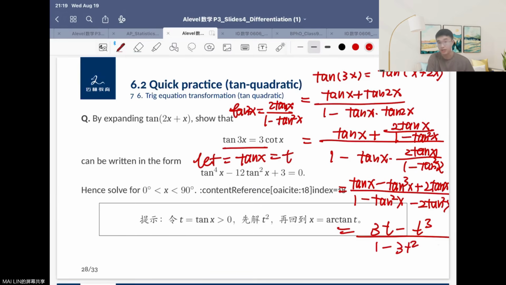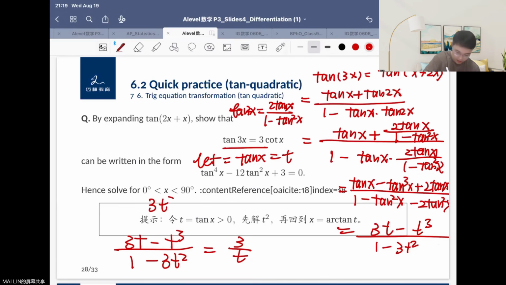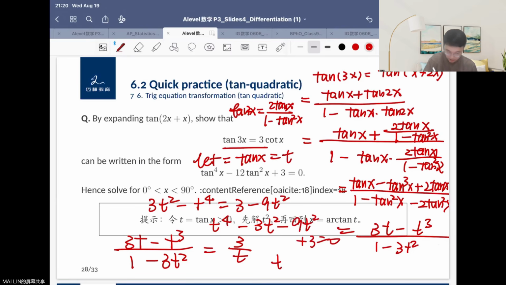We also know that cot x equals 1 over tan x, so that can be considered as 3t minus t cubed over 1 minus 3t squared equals 3 over t. Then you can cross-multiply both sides, so that turns into 3t squared minus t to the power 4 equals 3 minus 9t squared. Then we can set t to the power 4, minus 3t squared, minus 9t squared, plus 3 equals 0. That is t to the power 4 minus 12t squared plus 3 equals 0.